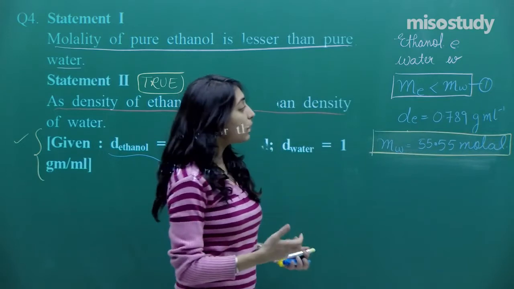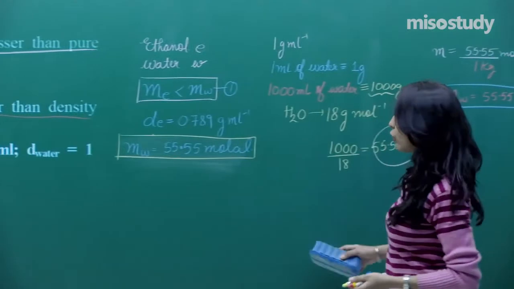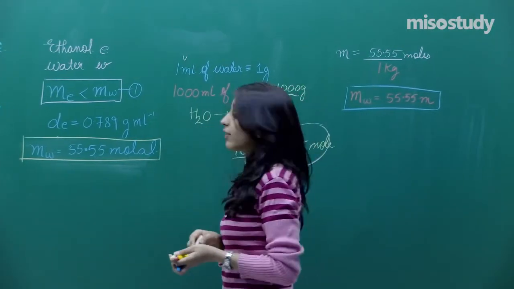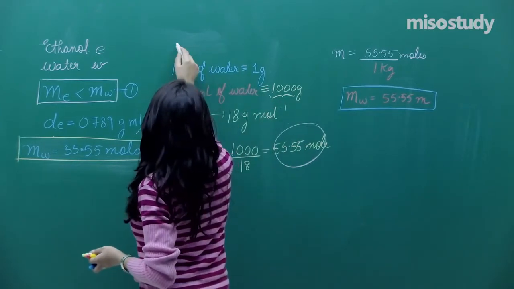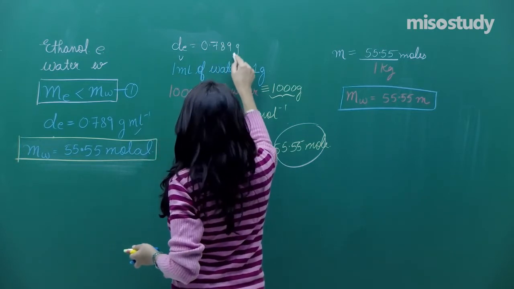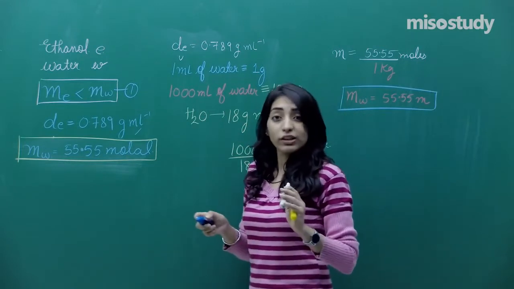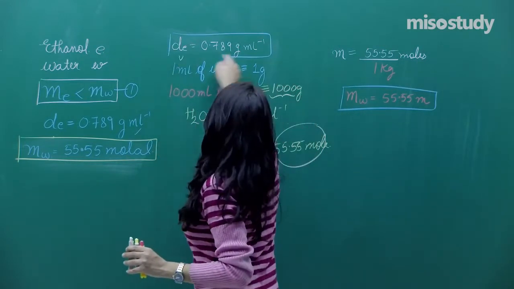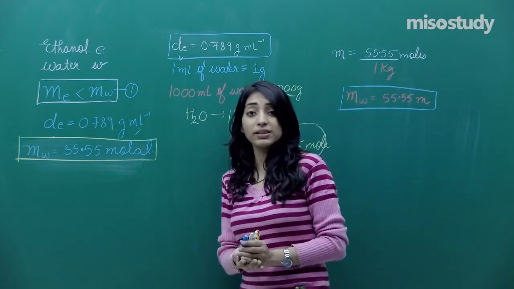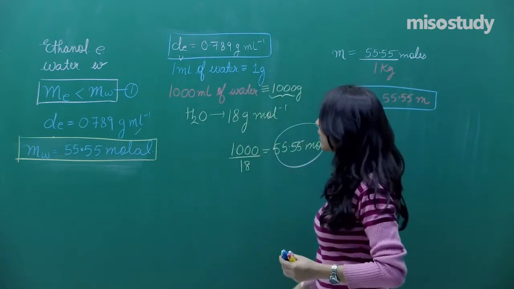Now guys, let us further move on to find out what should be the molality of ethanol. Now what is the density of ethanol given to me? It is given as 0.789 grams per ml. See guys, if you just work with the units, maximum like 90% of the question can be solved only and only if you play with the units. Now see what is to be done.